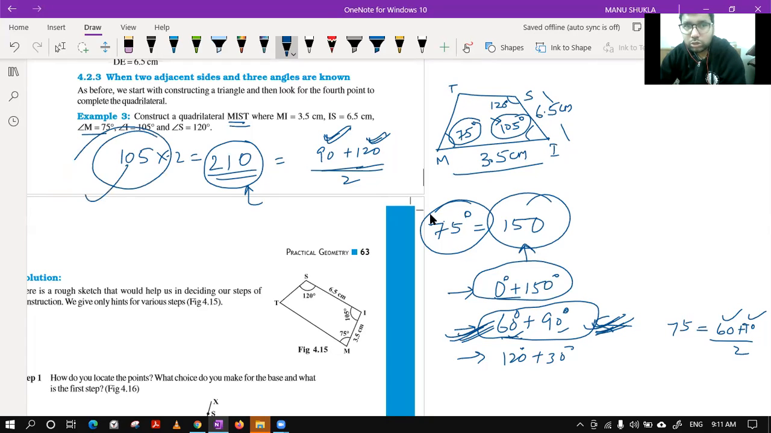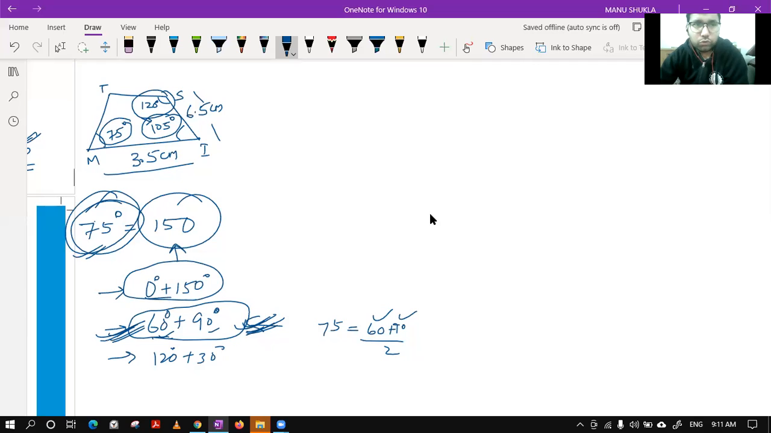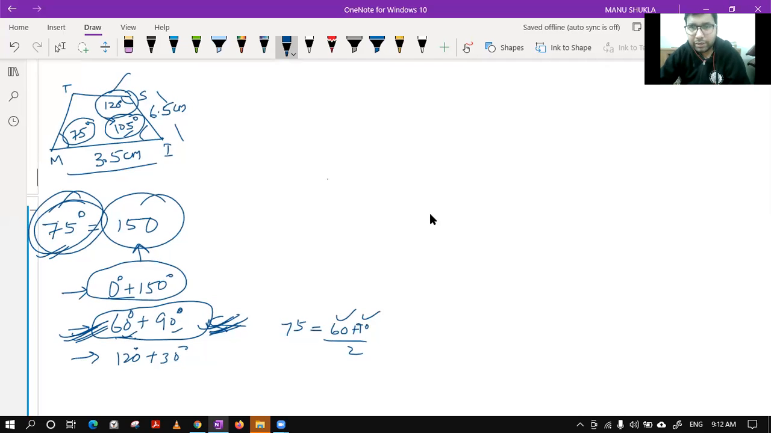So now we can draw this angle, and drawing 120 degree is very easy for us already. So we will go step by step like this. I'm just giving you a hint. First you will draw this 6.5 because it is containing two angles. Both are correct, so let's go for MI only. So first you will draw MI like this. It is 3.5 centimeter.